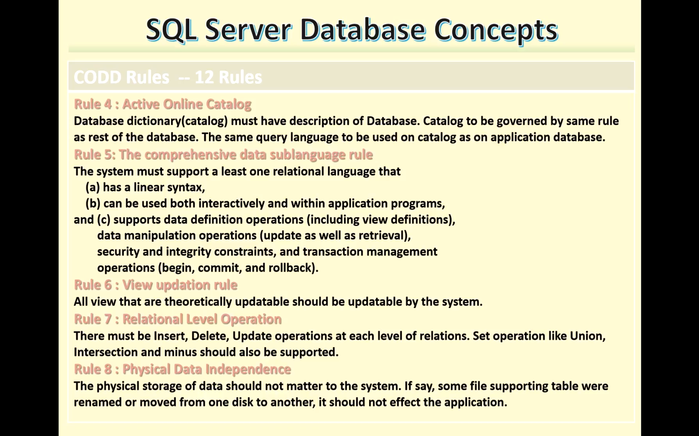Rule 7, relational level operation. There must be insert, delete, and update operations at each level of relations. Set operations like union, intersection, and minus should also be supported. In other words, there should be a mechanism to modify or manipulate the data. How do you manipulate? You either insert, delete, or update the data, right? Relational database systems should support all these operations.